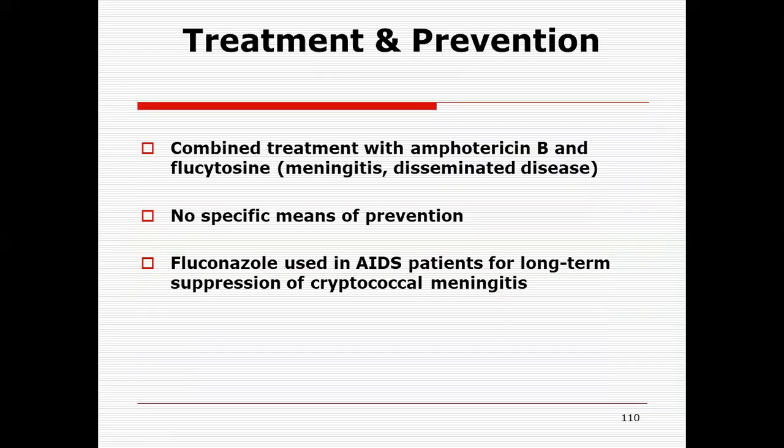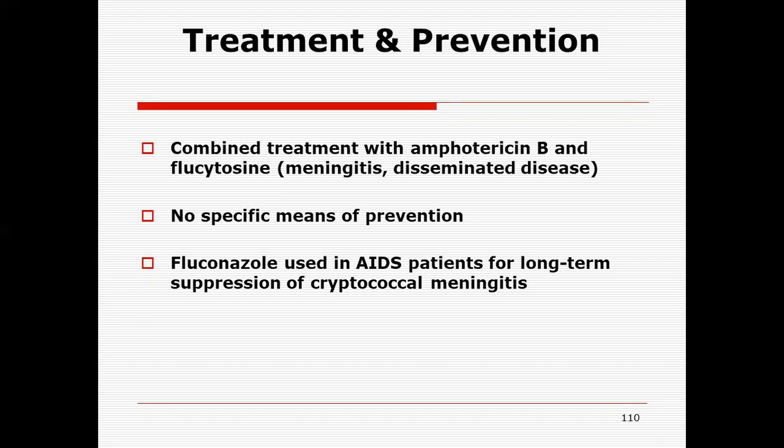The treatment of this disease is like that of the other antifungals. It's a combination of antifungal drugs, as we use in other fungal infections: combined treatment with amphotericin B and flucytosine in case of meningitis and disseminated disease. There is no specific means of prevention except that we have to avoid inhaling in areas where there are more birds and more droppings and dry areas, which cause dryness of the droppings, and in powder form you can inhale that.